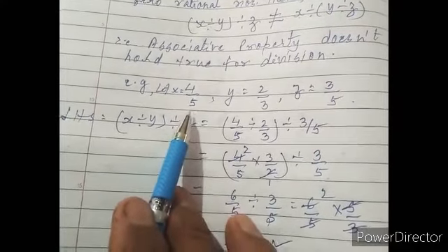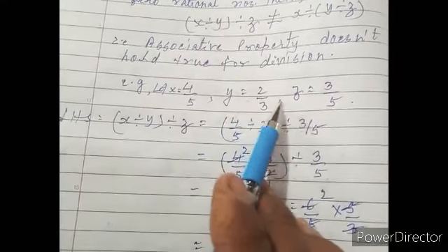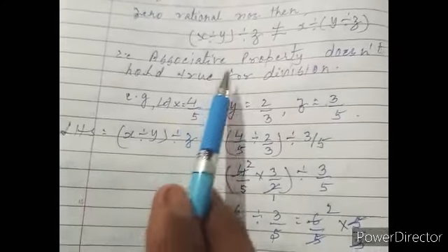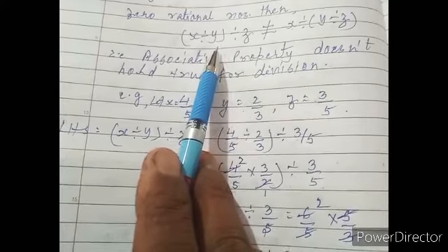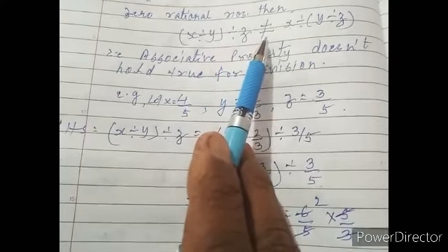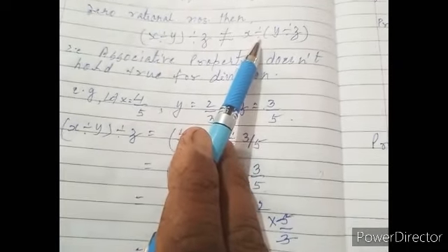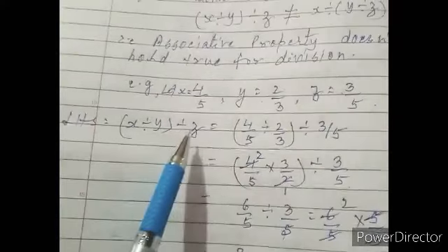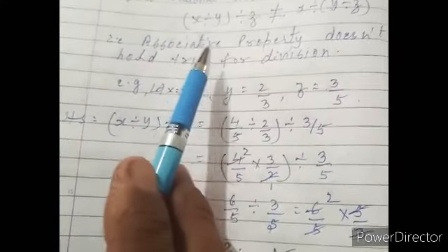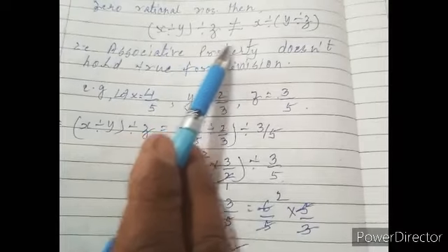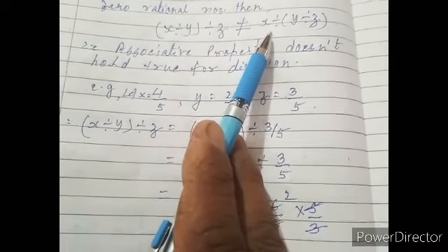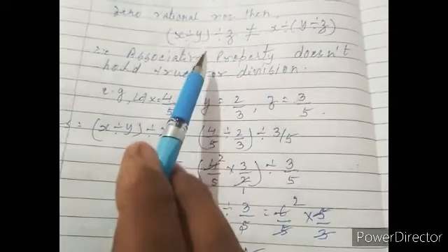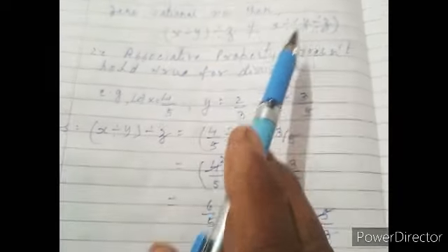Let x is equal to 4 by 5, y is equal to 2 by 3 and z is equal to 3 by 5. Now let us check whether x divided by y, whole divided by z, is equal to x divided by whole y divided by z or not. हमें अब देखना है कि ये x divided by y whole divided by z क्या x divided by whole y divided by z के बराबर होता है या नहीं, क्योंकि रूल तो कह रहा है कि नहीं होता है.